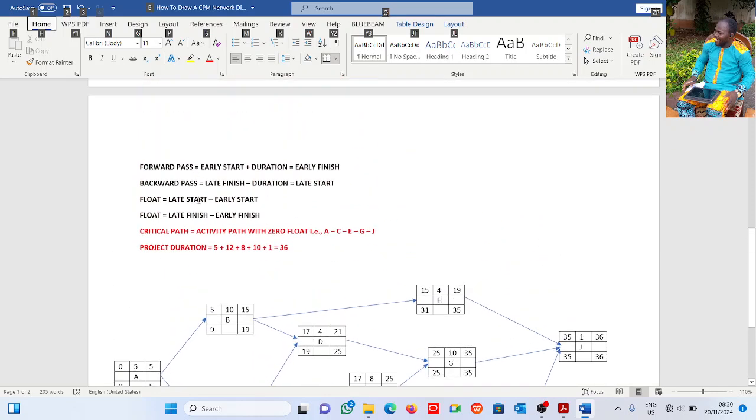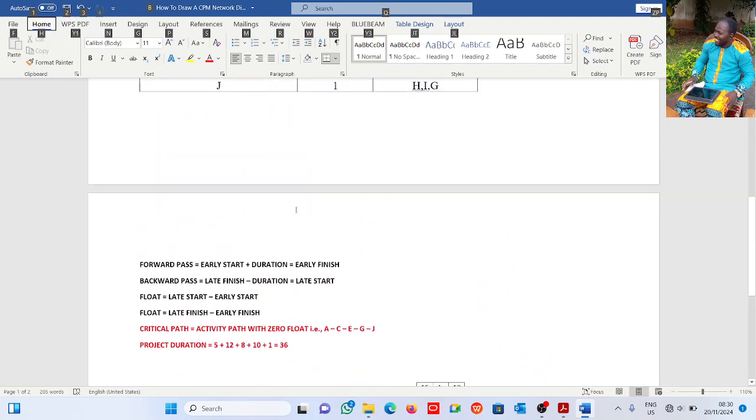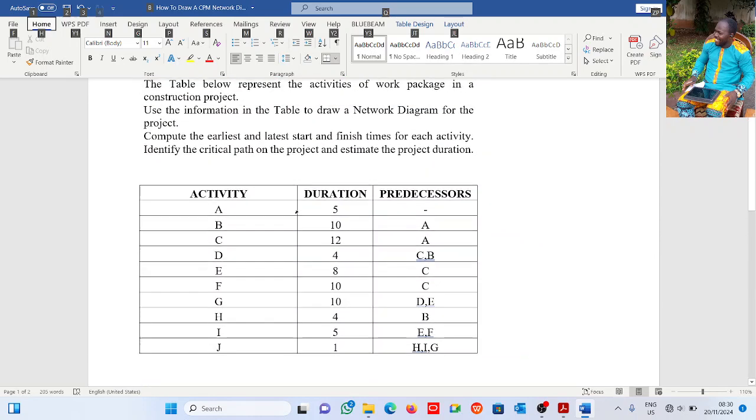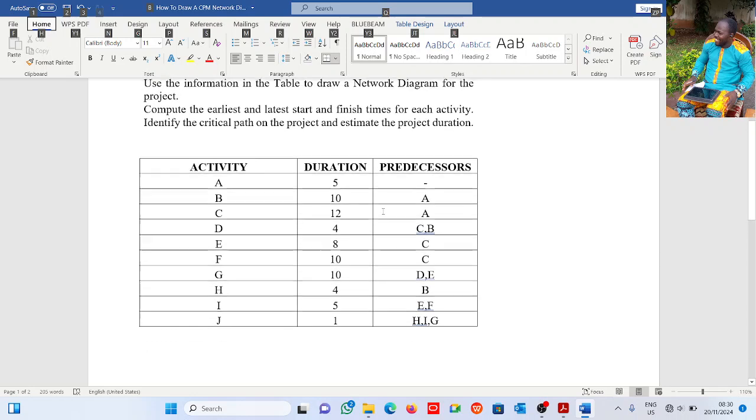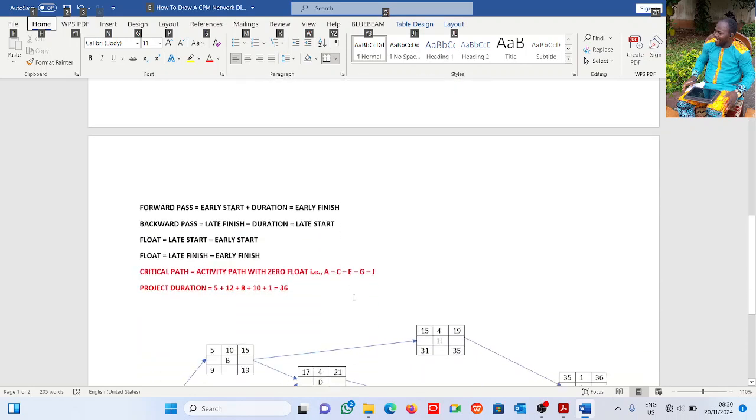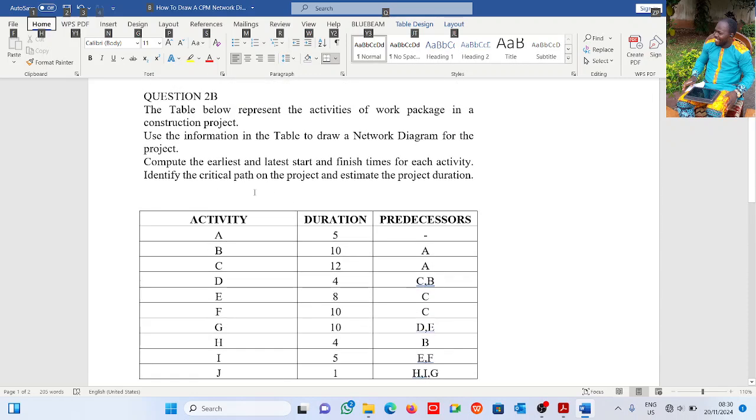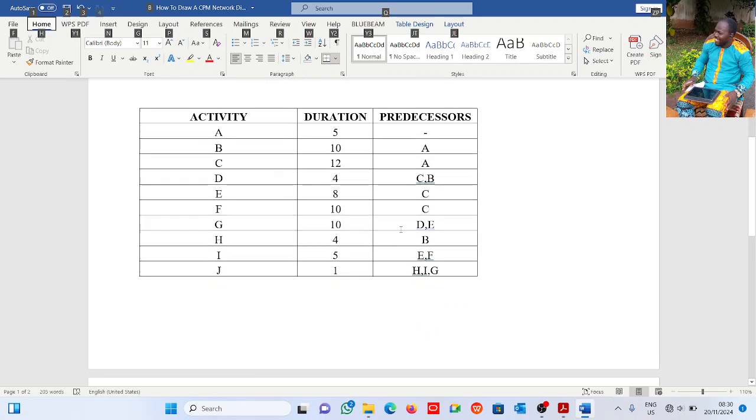All right, that's what we have, a forward and backward pass. Now the next question says we should compute the earliest and latest time finish. This is what we just did. That's what earliest and latest are, so that is what we call the forward and backward pass. Now the next question is to identify the critical path on the project and estimate the project duration.